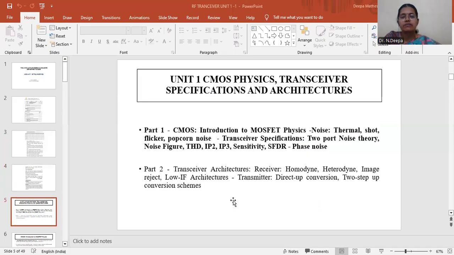So in the first unit, the CMOS physics, transceiver specification and architecture. Here in this PPT, I separated the first unit into 2 sessions. The first session is this one. Here we will see about introduction to MOSFET physics, noise and its types, and transceiver specifications and its parameters. In the second part, we will see about transceiver architecture.